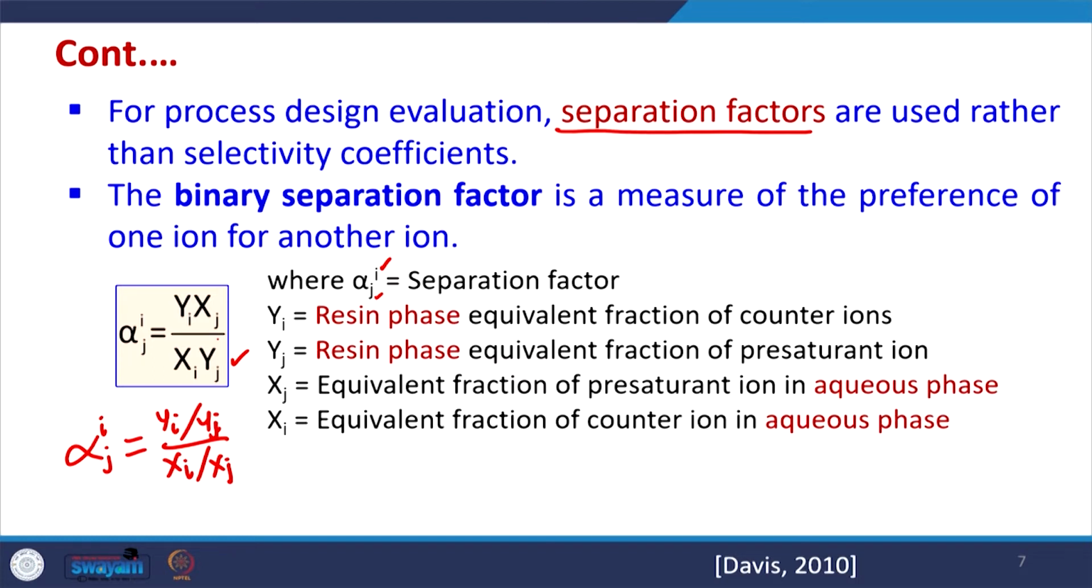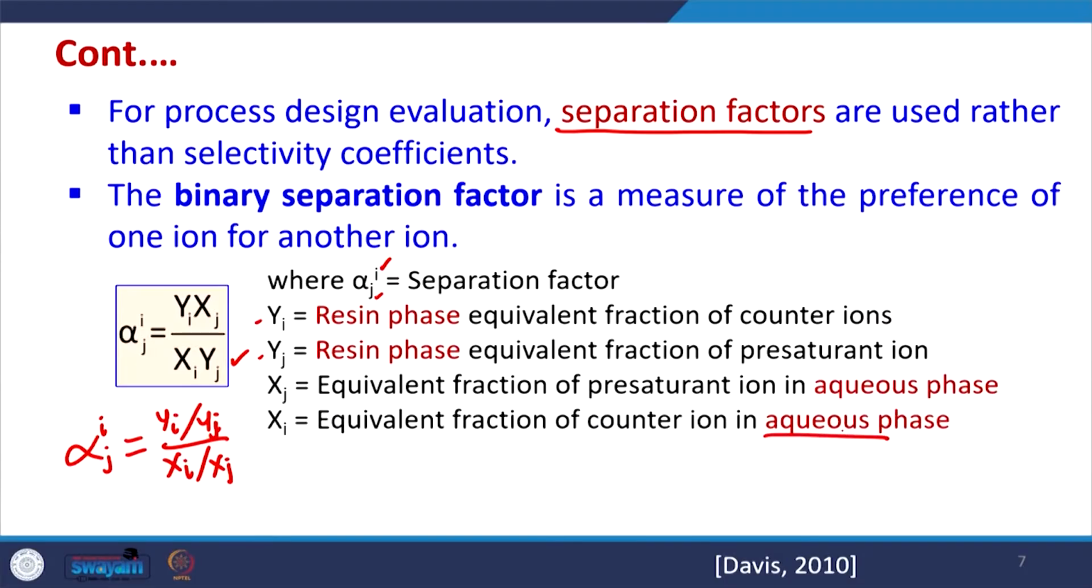In this case, y I and y j are the resin phase equivalent fractions of the counter ion and the pre-saturant ion respectively. Similarly, x I and x j are the equivalent fractions of the counter ion and the pre-saturant ion in the aqueous phase. So, j is with respect to the pre-saturant ion and I is with respect to the counter ion. These are the separation factors with respect to the aqueous phase and the resin phase.